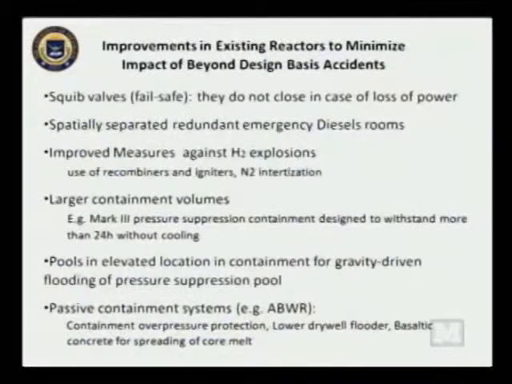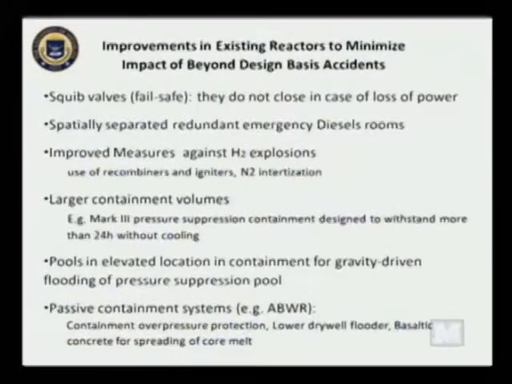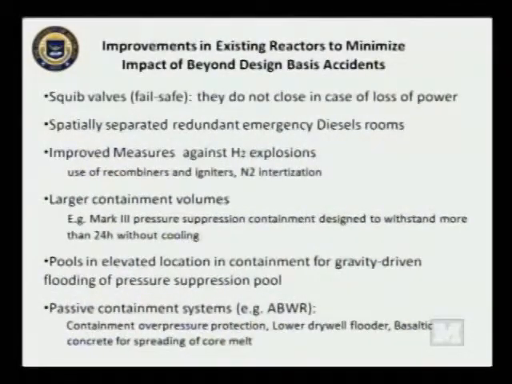Other safety features available at existing plants are redundant emergency diesel rooms, which are spatially separated so that if one room gets damaged, it is not necessarily that the next room is also damaged, and so this would have helped. Also, there are several improved measures against hydrogen explosion, and we still have to find out why igniters did not work in Fukushima. But there are several studies that say you need igniters, but it's also important where these igniters are located. If they are not located in the right place, they might not serve their function. And so maybe something like this happened in Fukushima. We do not know. We will have to see.